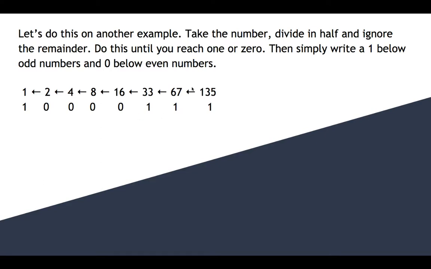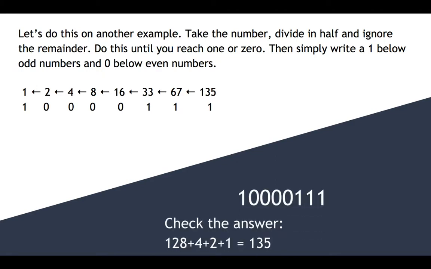Notice I'm going backwards. This way, I'm going to start at 135 divided by 2. I get 67. 67 divided by 2 is 33. Then I get 16, 8, 4, 2, and 1. Pretty cool. All right, so that's our answer.